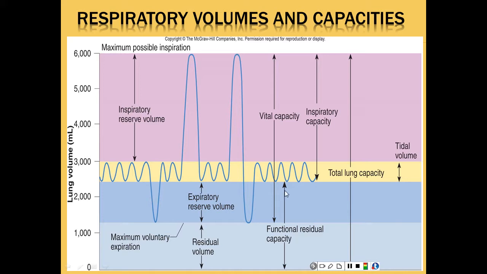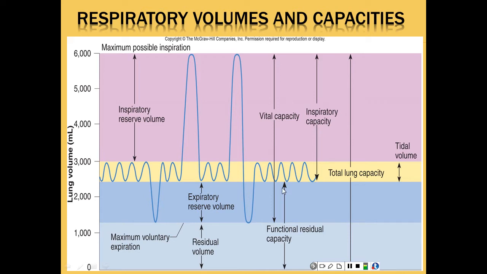Now we have your inspiratory capacity. Your inspiratory capacity is your tidal volume, which is you breathing normally, plus your inspiratory volume. So they're going to calculate your normal breathing volume, TV, as well as the amount that you inspired. That will give us our inspiratory capacity.